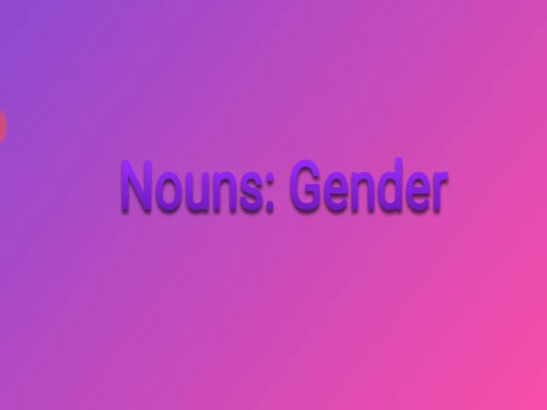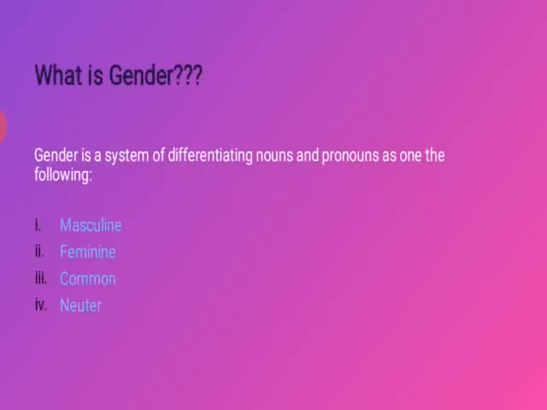Now come to noun gender. Another topic for today, noun gender. And what is gender? Gender is a system of differentiating nouns and pronouns as one of the following: masculine, feminine, common, or neuter gender. It can be any one out of these. Let's see all of them in detail.